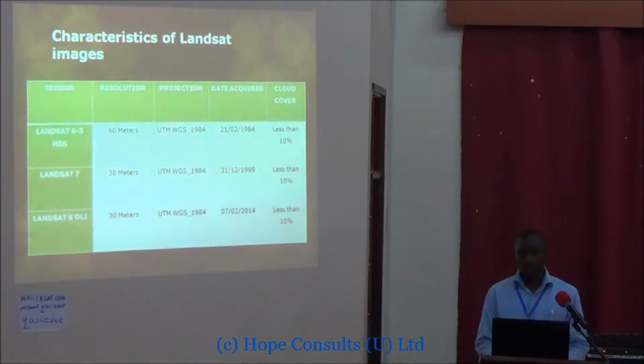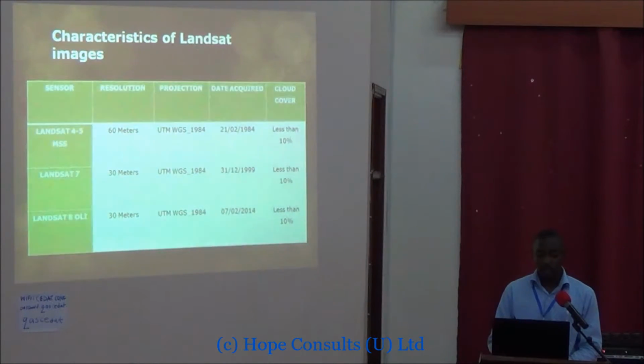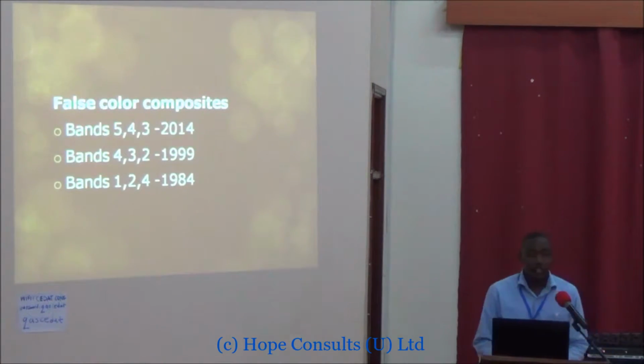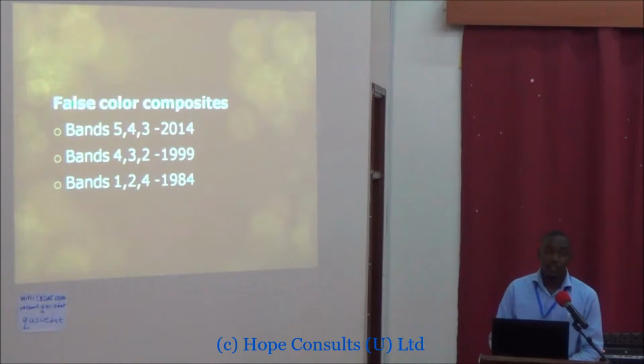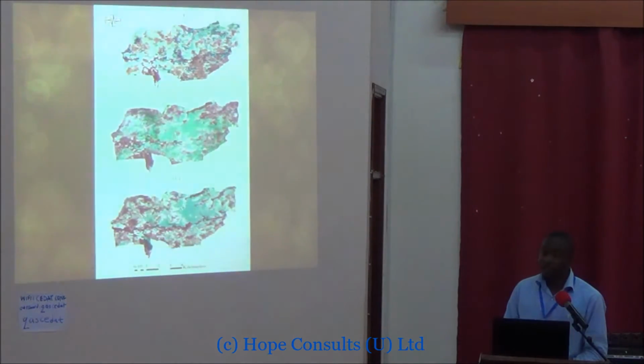The images were from three different sensors: Landsat 5 MSS, multispectral scanner, then Landsat 7, then Landsat 8. The first image, for 1984, was at a resolution of 60 meters, so I had to resample it to the same scale as the rest of the images to reduce geometric discrepancies. Because they are different sensors, they needed different band combinations to create false color composites, and those are the combinations I used for the three images.